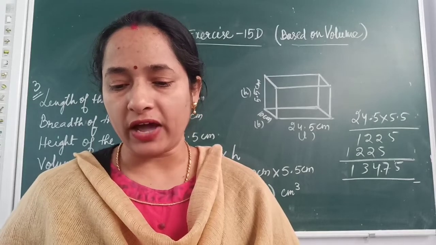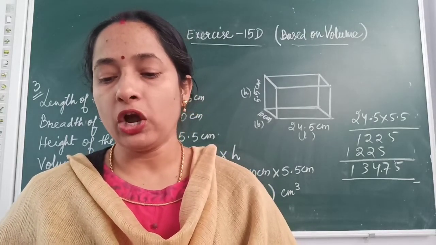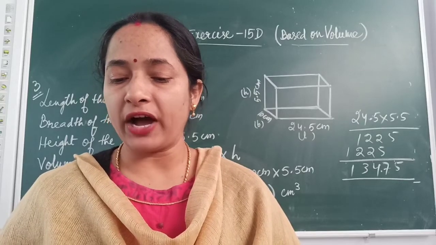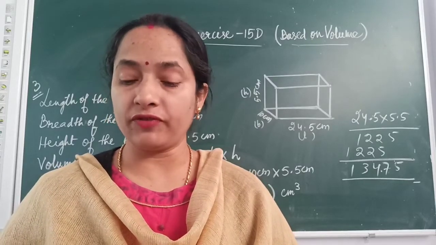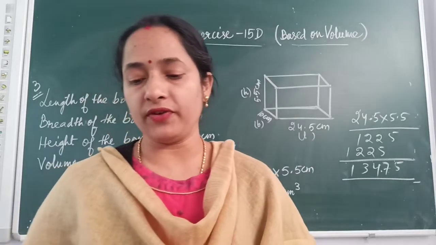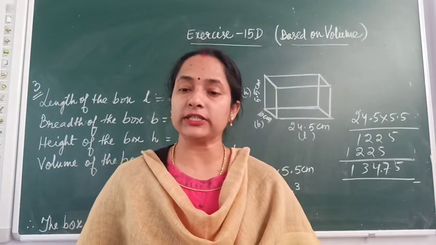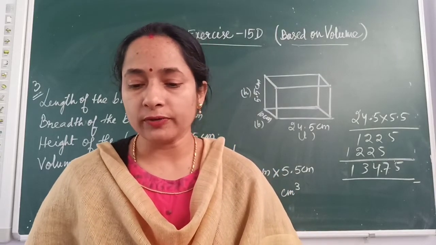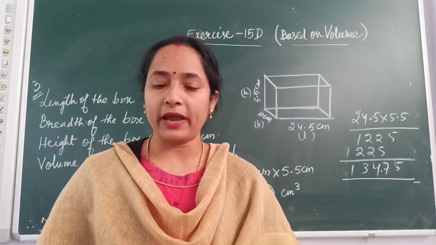Then the question number 5, we have: Mr. Ravi Shankar bought 2 storage containers of cuboidal shape. One measures 90 centimeter, 55 centimeter, 40 centimeter, and the other measures 15 centimeter, 40 centimeter and 50 centimeter. Which has the larger volume and by how much?